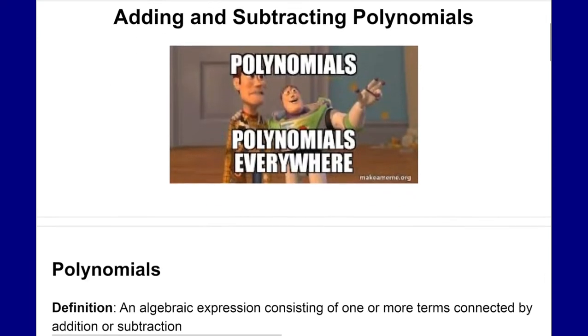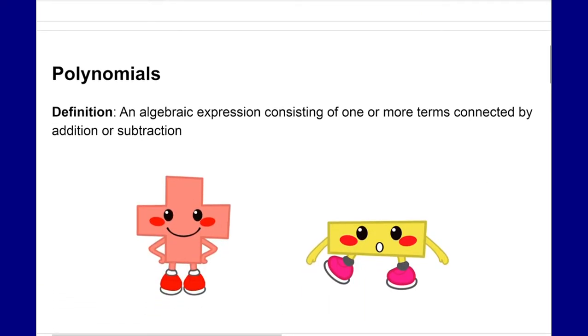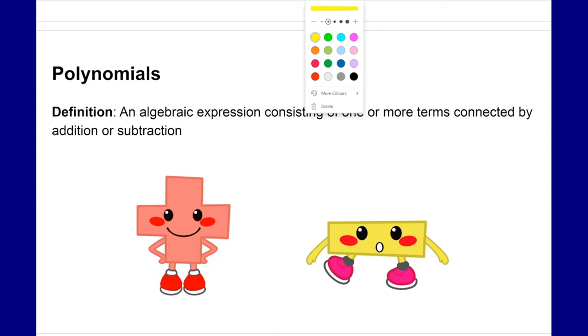So a polynomial is an algebraic expression consisting of one or more terms connected by addition or subtraction. So if we have one or more terms, which we defined in our previous lesson as a product of a coefficient and or variable, well, a polynomial is an algebraic expression consisting of one or more terms connected by addition or subtraction. So all those expressions that we looked at in that collecting like terms lesson could be considered polynomials because there are multiple terms.